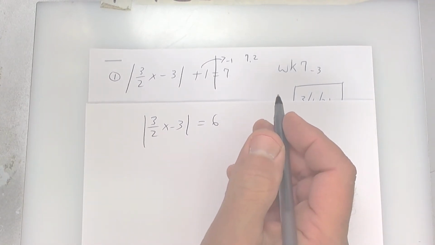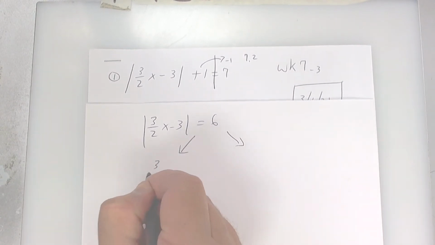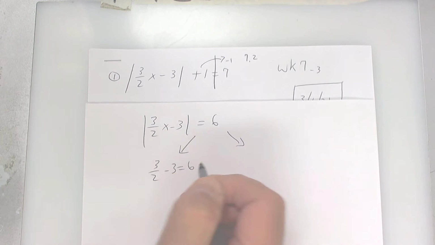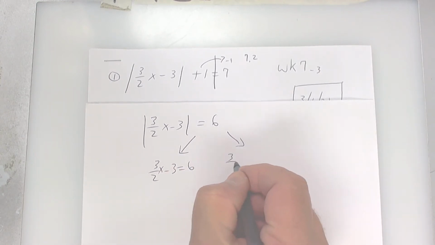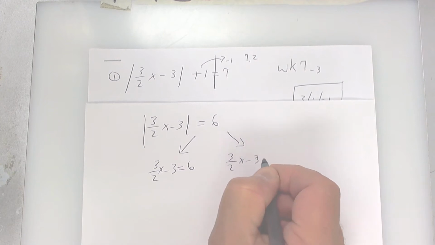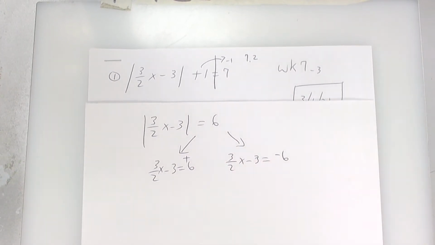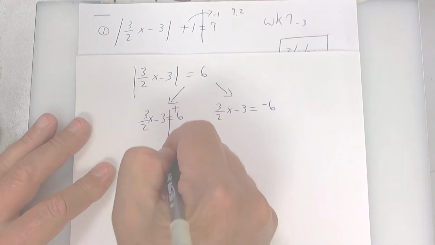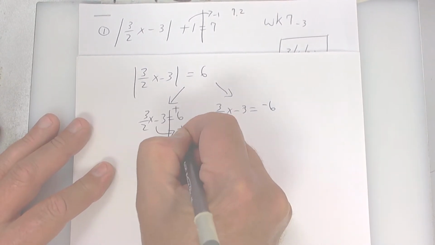And then you want to set it equal to, you got two possibilities here. It's equal to it, or it's equal to a negative. So it's going to be a plus and a minus. And then you got to work these out. To work these out, you're going to go ahead and add 3. So you're going to get 3 over 2x is equal to 9.